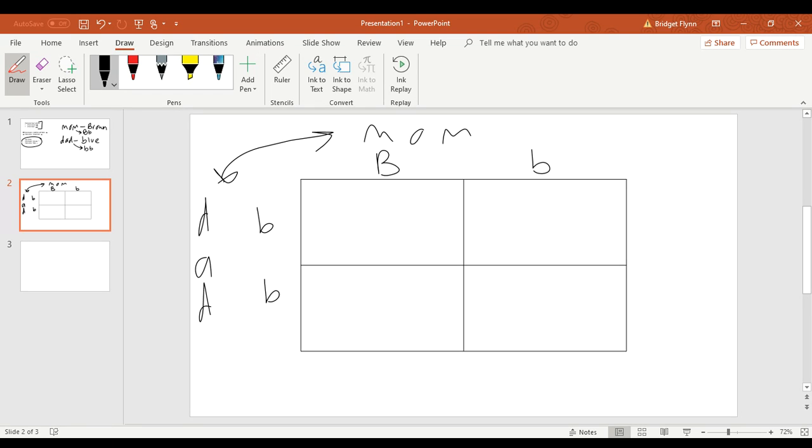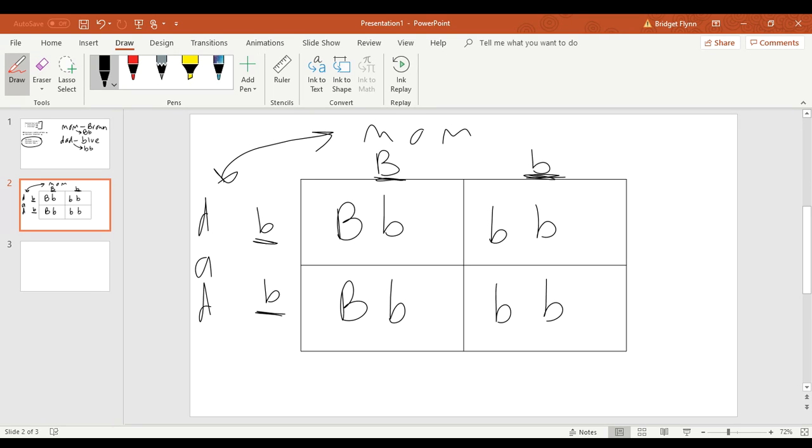So with a Punnett square, you're taking what's given at the top and distributing it down and across. So for mom, we're going to distribute it down. We have this big B here, so we're going to draw big B here and big B here. Carry it down. We have a little b here, so we're going to have a little b here, little b here. Dad, we have a little b across, little b across, little b across, little b across.